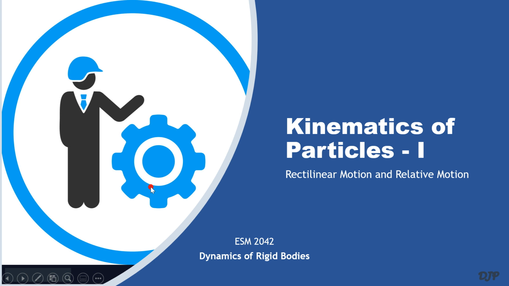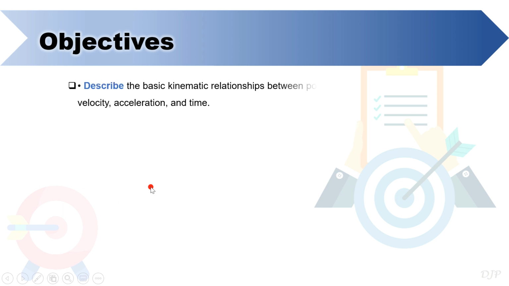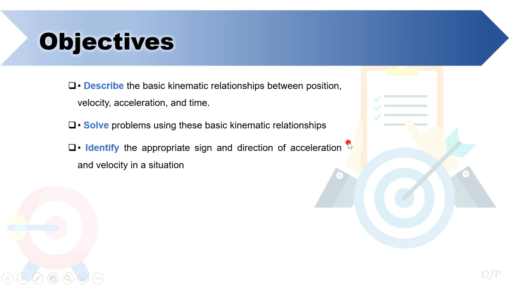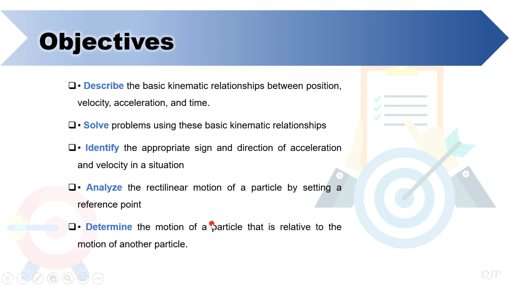For today, let's talk about the kinematics of particles, specifically rectilinear and relative motion. First, let's look at our objectives for this lecture. With today's discussion, we aim that you will be able to describe the basic kinematic relationships and apply those kinematic relationships, and we will be able to use properly the sign and direction of acceleration and velocity. And then we will go with the analysis of rectilinear motion as well as relative motion.